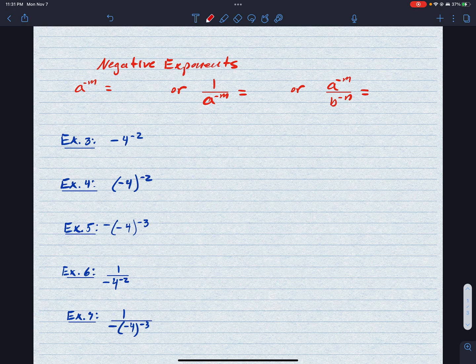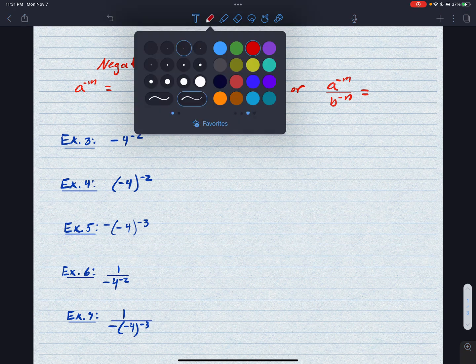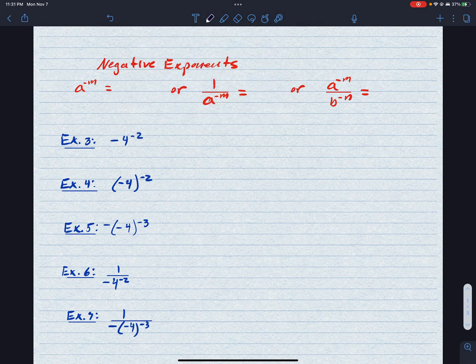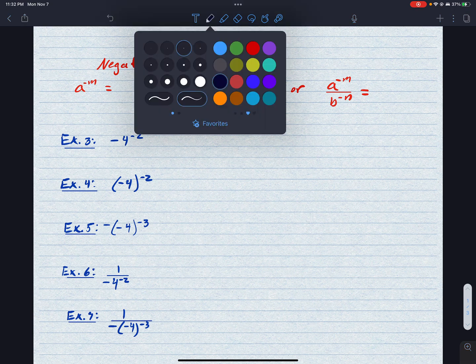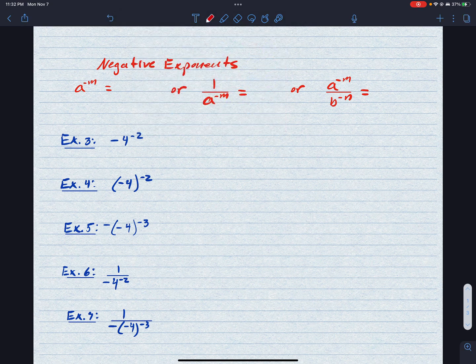All right. So before we can jump into examples 3 through 7 here, we need to discuss the rules for dealing with negative exponents. You might remember that we did redefine this expression a to the negative m. I'm writing these in red because these need to be memorized. These are rules that have to be known. They have to be second nature. We can't be looking them up in a book every time we have to use them.